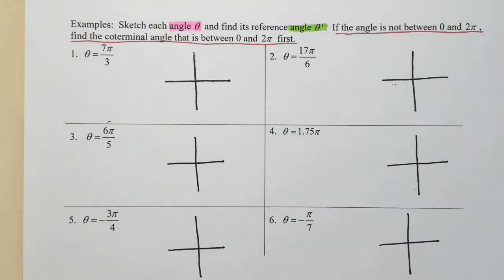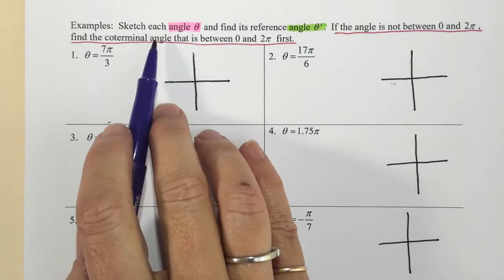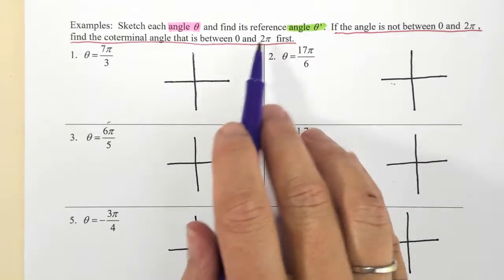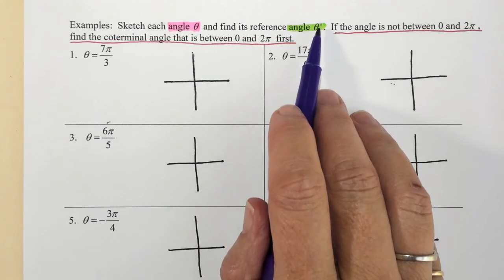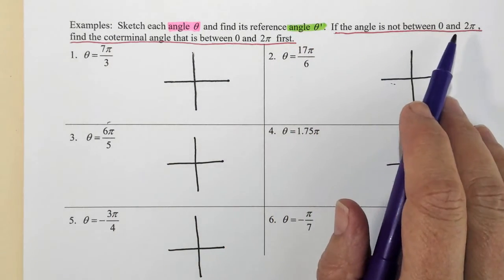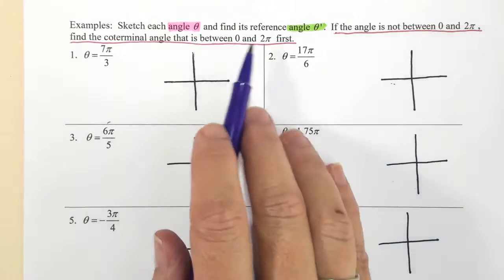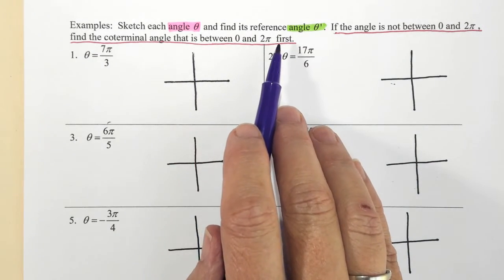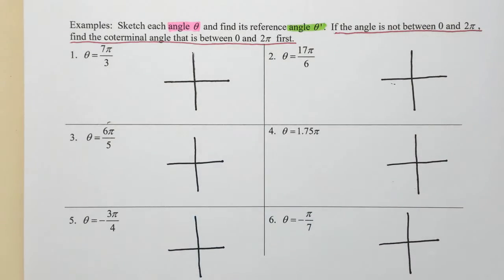In this lesson we're going to be working more with reference angles. So we're going to first of all sketch angle theta, find its reference angle, theta prime. However, in order to do that, we have to be sure that we're working with a theta that is between 0 and 2 pi. So we may have to do some conversions to start.